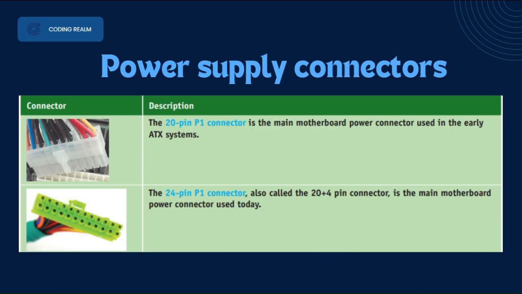Now let's see the power supply connectors. And let's start with the 20-pin P1 connector. It's the mainboard power connector used in the early ATX systems. This is the 20-pin P1 connector.